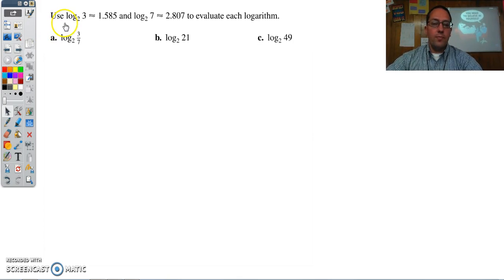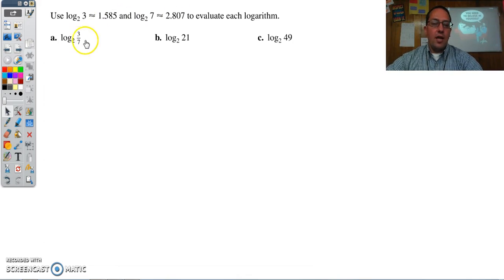All right? So for example, we know that log base 2 of 3 is approximately 1.585. And we know that log base 2 of 7 is approximately 2.807. So now we're going to evaluate these.